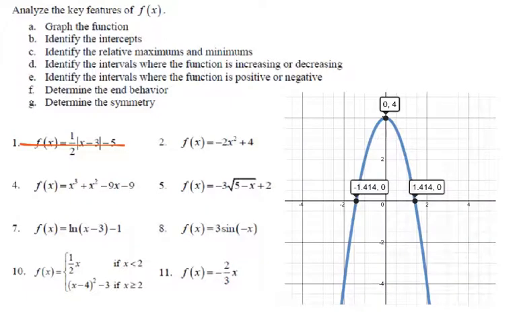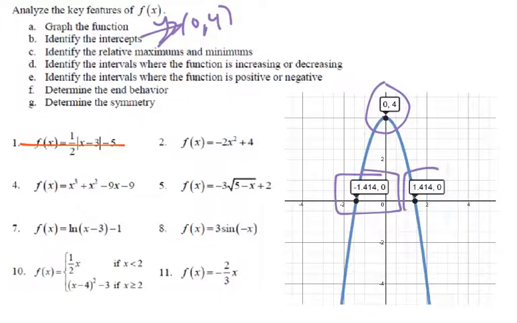So here's our second graph. We have no minimums. You can see that maximum, right? (0, 4). A y-intercept that's also (0, 4). Our zeros, our x-intercepts, right there and there, right? Positive and negative 1.414, 0. And like we said, no minimums.